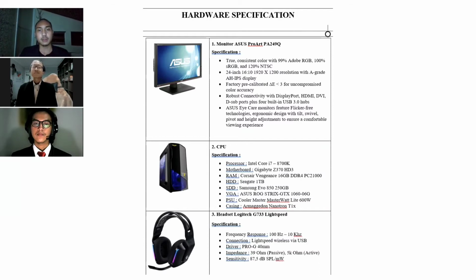For the central processing unit, we use the Intel Core i7 8700K. For the motherboard, we use Gigabyte Z370. For the RAM, we use 16 gigabyte RAM. For the hard disk, we use 2 hard disks. The first one is Seagate 1 terabyte HDD and Samsung Evo 850 SSD 250 gigabytes. For the graphic card, we use Asus ROG Strix GTX 1060. And for the power supply unit, we use Cooler Master Watt Lite 600 watts. And for the casing, we use Armageddon Nanotron T1X.